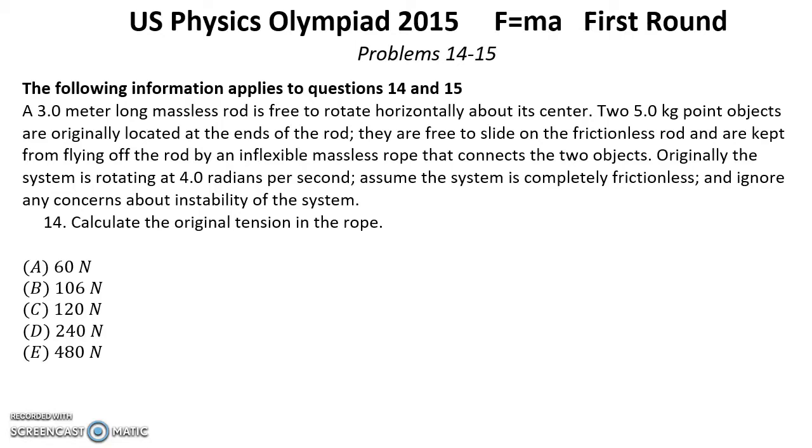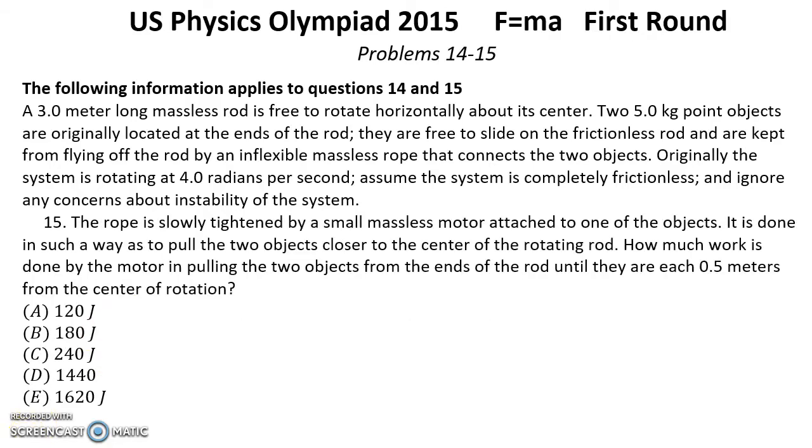Question number 14. Calculate the original tension in the rope. Solution. Tension we can calculate using the formula mass multiplied by centripetal acceleration, which is radius multiplied by omega square. So this is the answer. Tension equals m r omega square, which is 120 newtons. That's the answer C.